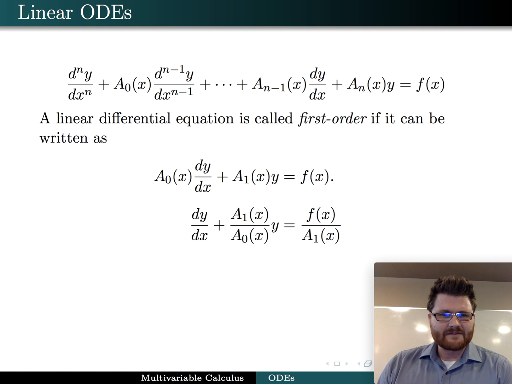We can divide everything in sight by a sub 0, which again could be some complicated function of x. But if we do that, and we're just going to rename some things, namely that a1 over a sub 0, we'll call that p, and f over a sub 1, we'll call that g. This thing at the bottom then is what's called standard form for a first order linear ODE. And now the question is, how can we solve this? How can we figure out a solution to this differential equation?